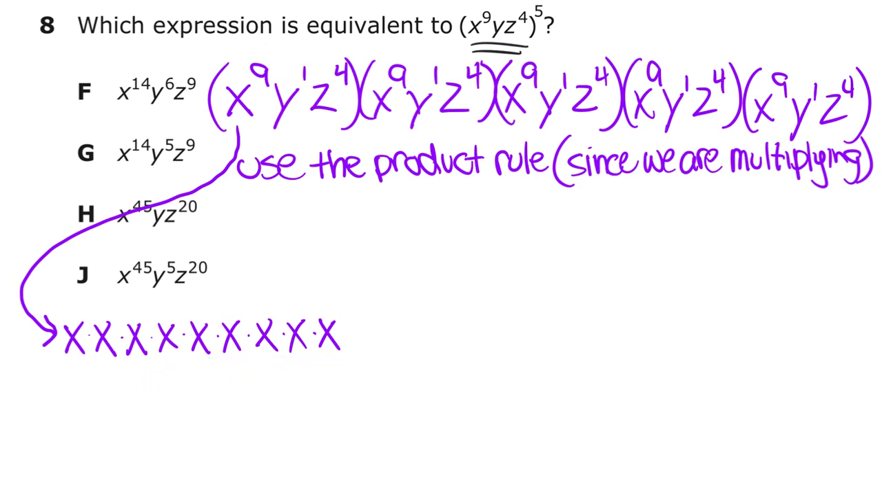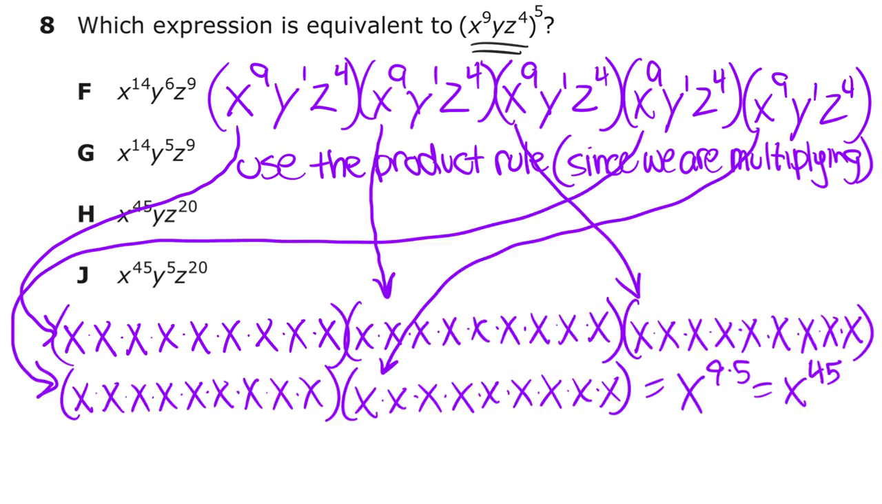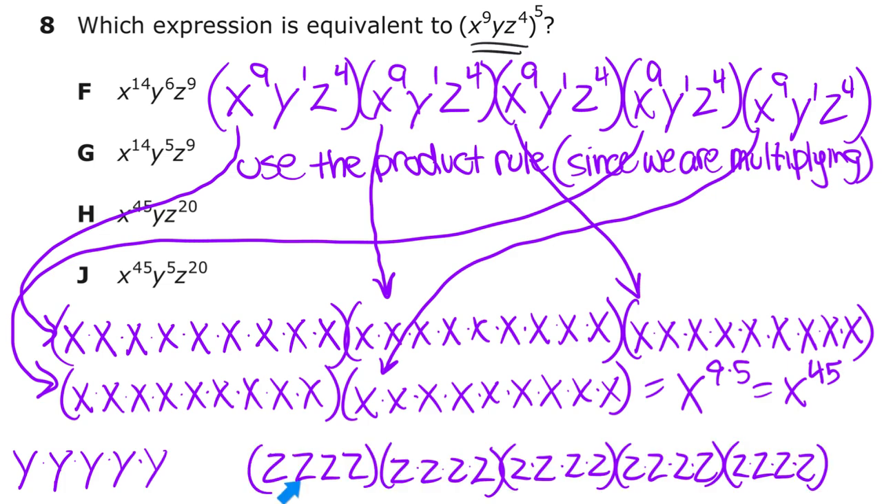So that's 9 x's, and we have 5 of those. We have 1 y, and we have 5 of those. We have 4 z's being multiplied, and we have 5 of those. You can start to see why the product rule and power rule actually exist.